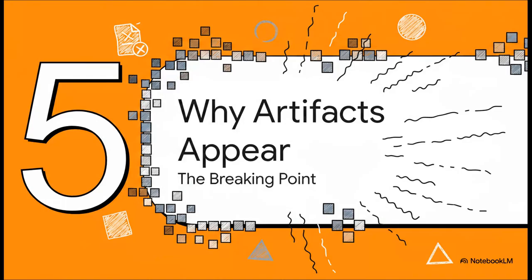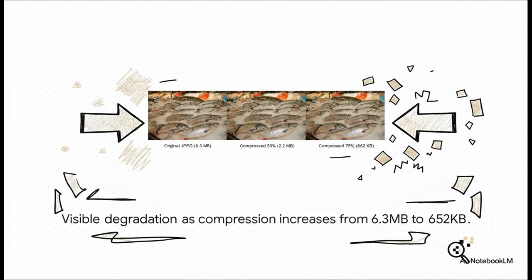All right, part 5, why JPEG artifacts appear. This is the breaking point. You've probably seen this happen. When you try to push the compression way too far, say forcing a 6.3 megabyte file all the way down to just 652 kilobytes, the image starts to visibly fall apart.